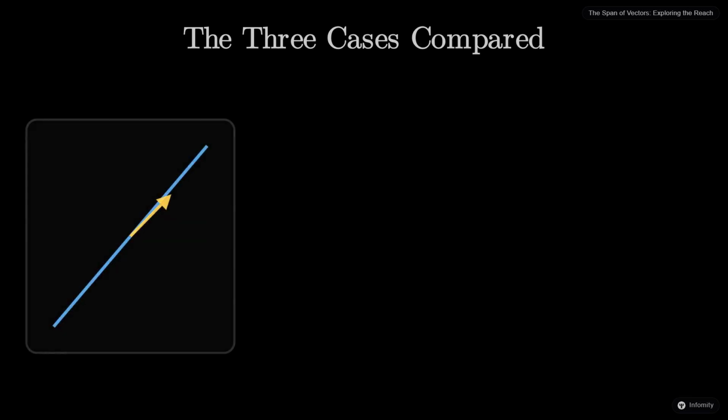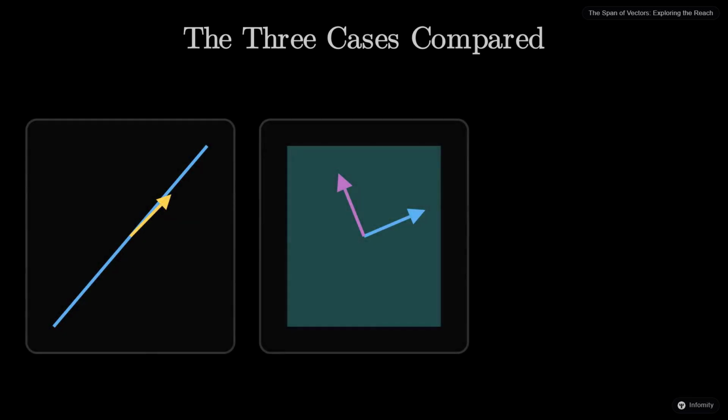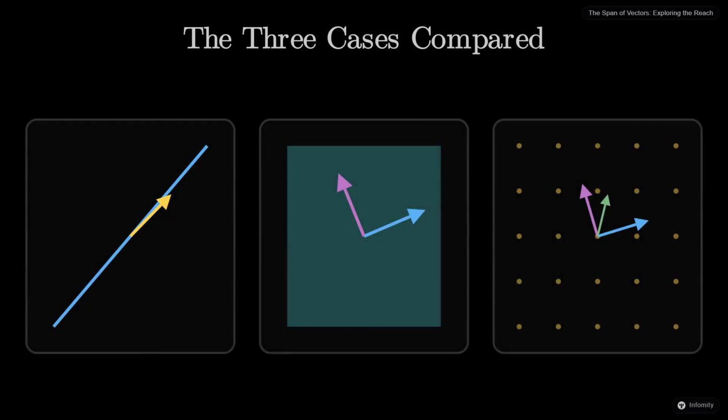Let us summarize the three possible shapes of a span. In any dimension, our span will always fall into one of these clean geometric categories: a single line, a flat plane, or the entire surrounding space. There are no jagged shapes or curved surfaces. The math of linear combinations ensures our reach is always perfectly flat and infinite.